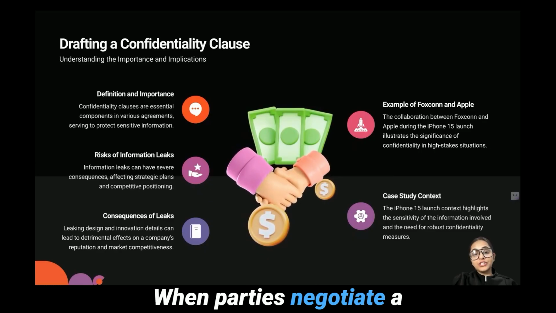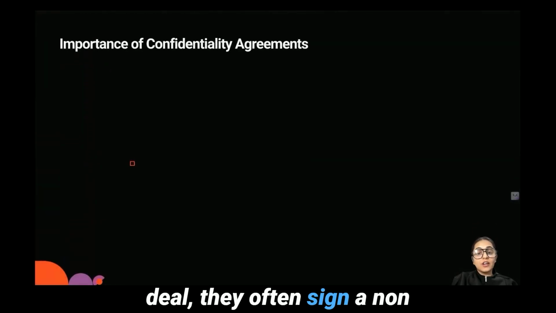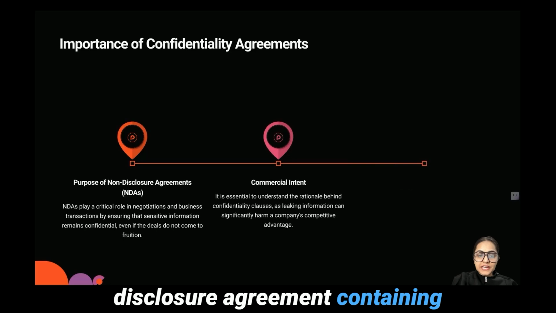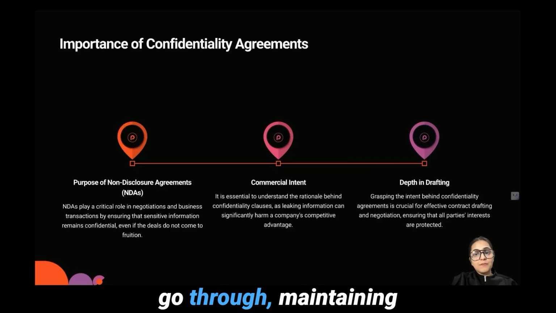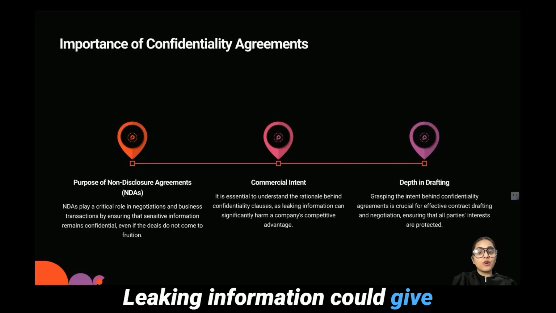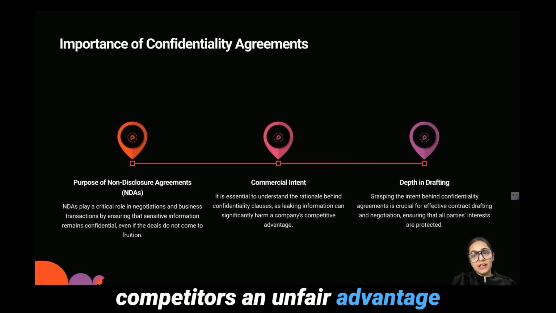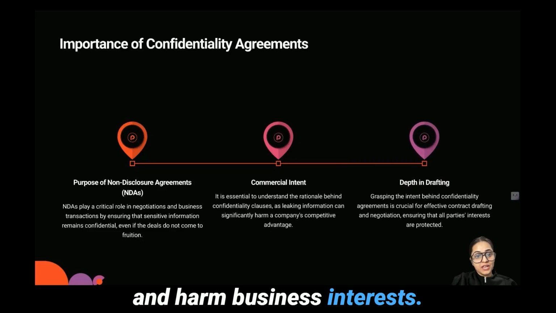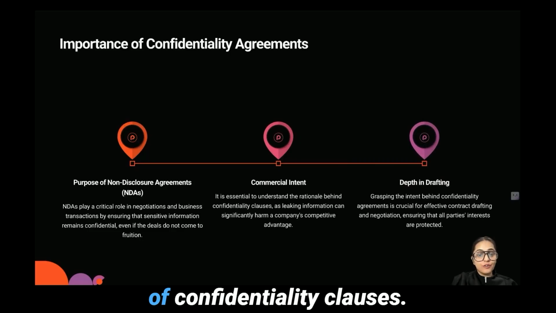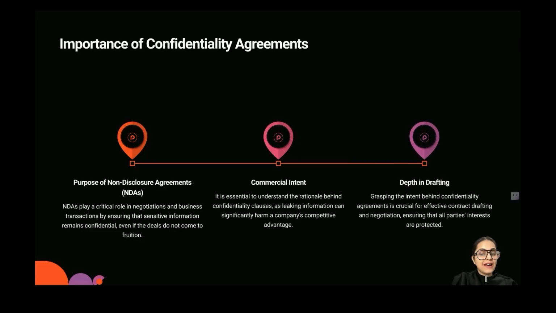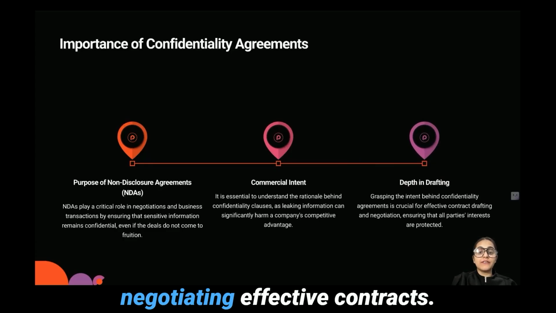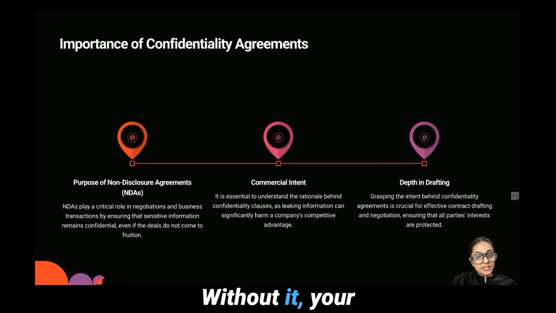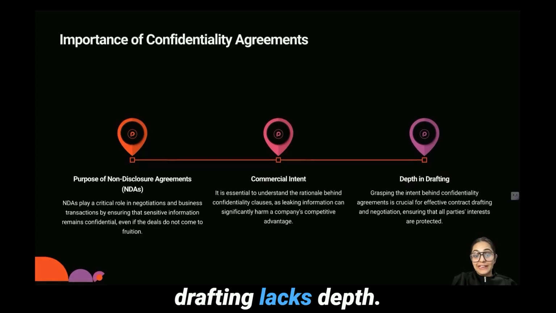When parties negotiate a deal, they often sign a non disclosure agreement containing confidentiality clauses. Even if the deal does not go through, maintaining confidentiality is critical. Leaking information could give competitors an unfair advantage and harm business interests. This is the commercial intent of confidentiality clauses. Understanding this intent is essential for drafting and negotiating effective contracts. Without it, your drafting lacks depth.